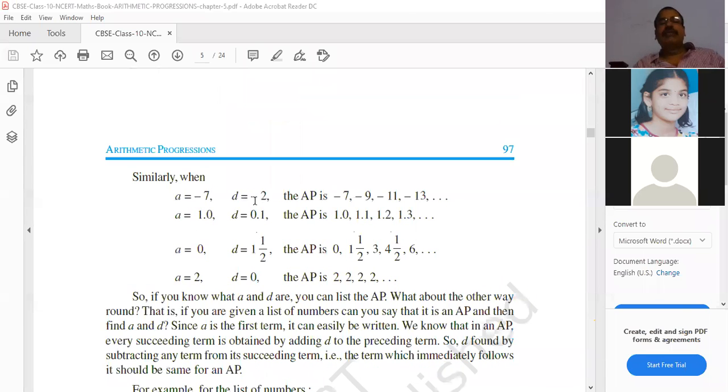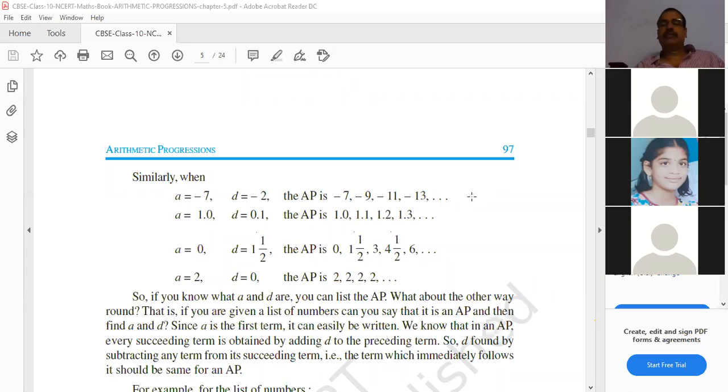If you know A and D, we can write the series also. First term is minus 7. Common difference is minus 2, so minus 7 plus minus 2 gives minus 9. Again minus 9 minus 2 gives minus 11. Again minus 13. Next term, can anyone say? After minus 13, minus 15. Next term, minus 17. Next term, minus 19. Next, minus 21.